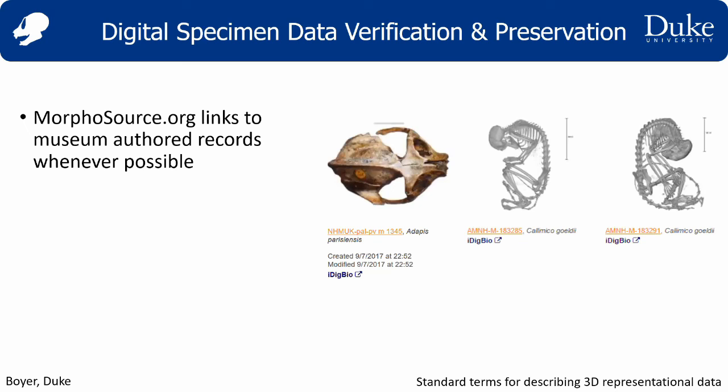A key way that I've already mentioned that we deal with data verification and preservation is by linking every data set to a museum published record. So you're not going to have free floating data in MorphoSource representing something you have to guess what it is, when things are working right anyway. The key here is having an unambiguous identity. That's what that museum linkage provides.